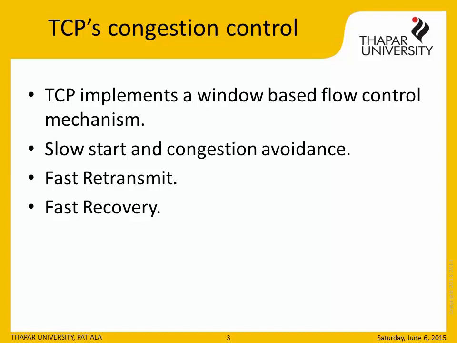The slow start is the initial phase where we increase the congestion window size exponentially till an event of packet loss occurs, and in congestion avoidance phase, when an event of congestion has occurred, we increase the congestion window linearly. Thereafter we have fast retransmit and fast recovery. These both are used when an event of congestion has occurred, to recover from the congestion by retransmitting the packet.